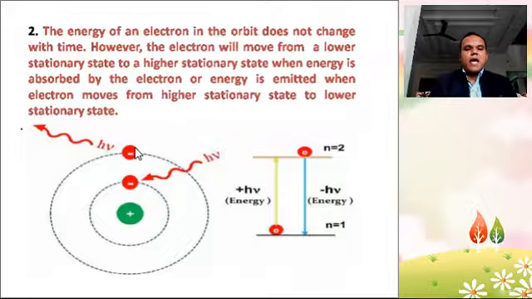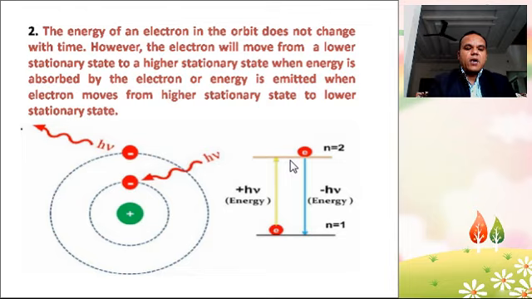Postulate 2. The energy of an electron in the orbit doesn't change with time. It means as long as electron revolves around the nucleus in the orbit, it doesn't lose its energy. However, the electron will move from lower stationary state to higher stationary state when energy is absorbed by the electron, or energy is emitted when electron moves from higher energy state to lower energy state.